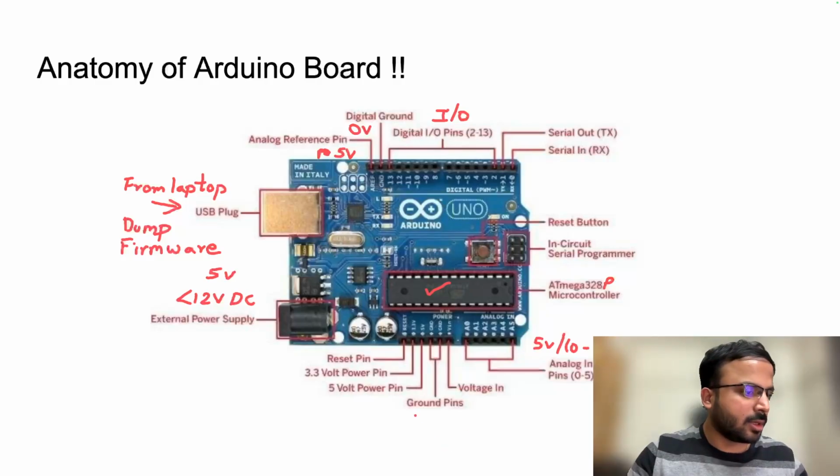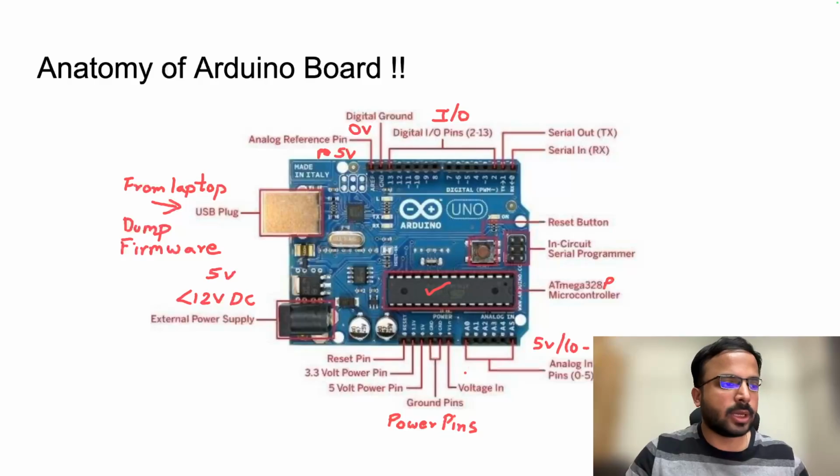Now what are these? There are 6 power pins. These are your power pins, right? Voltage in, again, you can supply the board or power up the board from here. Now you have your 2 ground pins, right? You have your 2 ground pins.